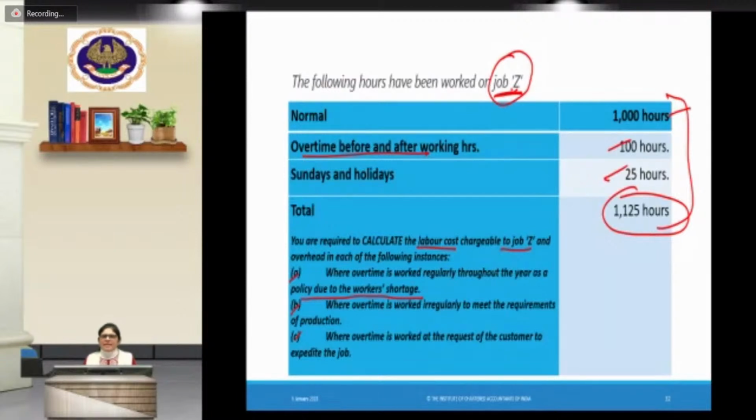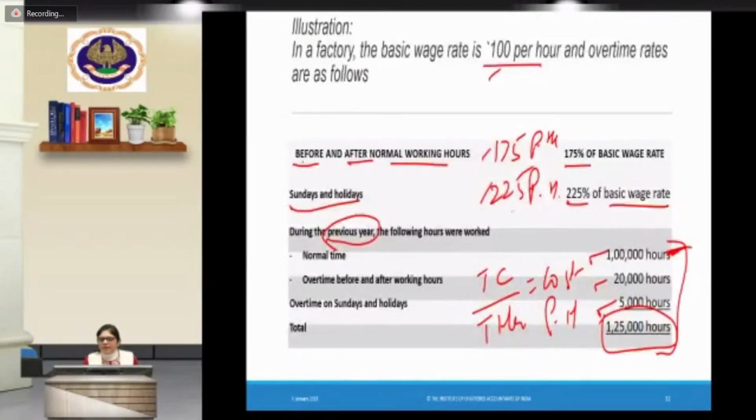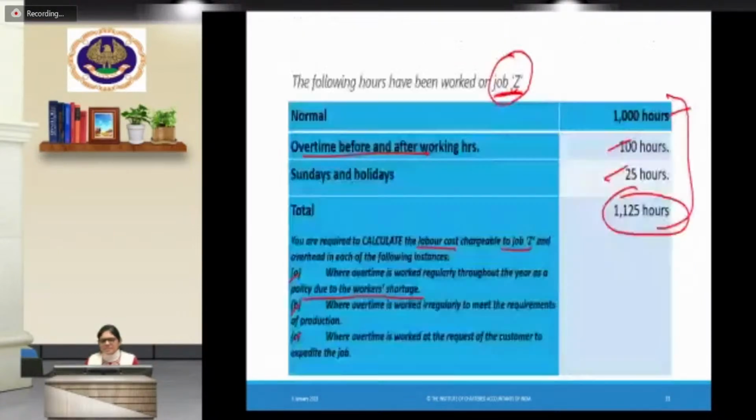In the first case, they say that this 1,25,000 hours happen every year. When something happens every time, whether it's overtime, if that overtime is also happening every time, it will become normal. All right, I'm repeating. Even overtime, if it's happening every time, will be considered as normal time only. That is exactly what is mentioned in the first case.